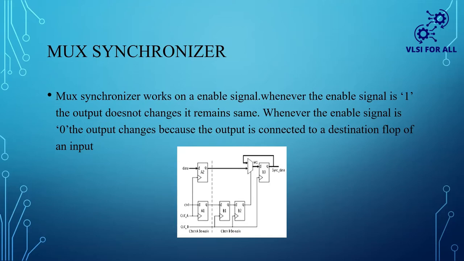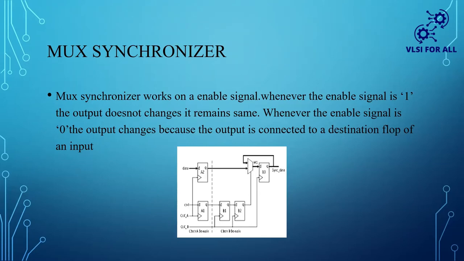Whenever there is an input and the mux synchronizer enable is high, that is 1, the output doesn't change. It remains the same as what we are giving as the input. But when the enable signal is low, that is 0, the output changes. Why does it change? Because the output of the destination flop, the last flop you can see in the diagram, is again connected to the input of the mux. So whenever the enable is 0, the output gets changed.